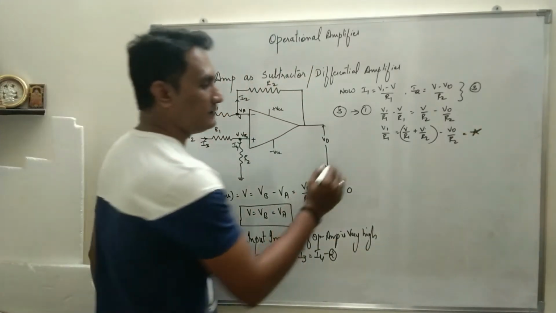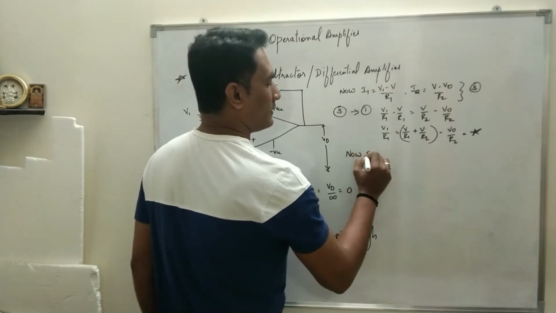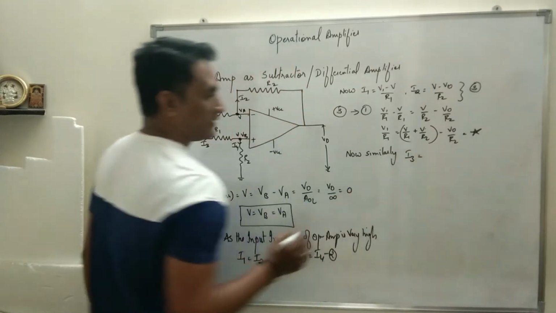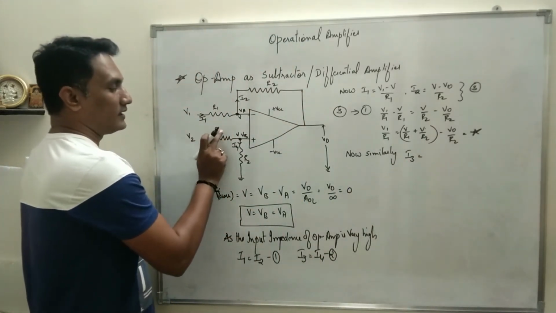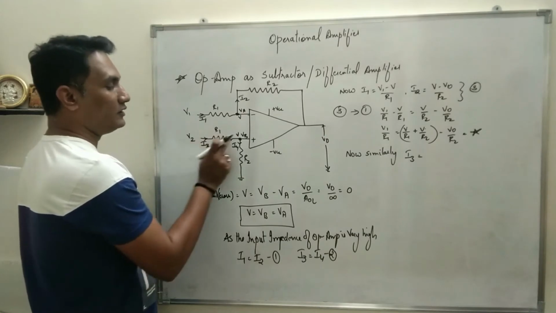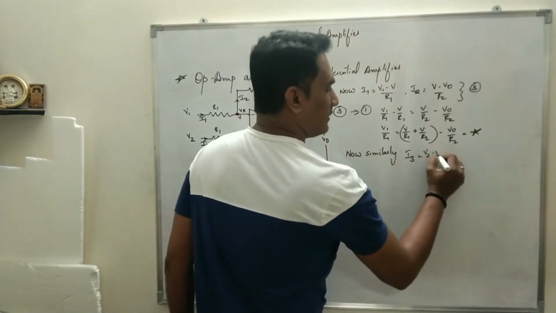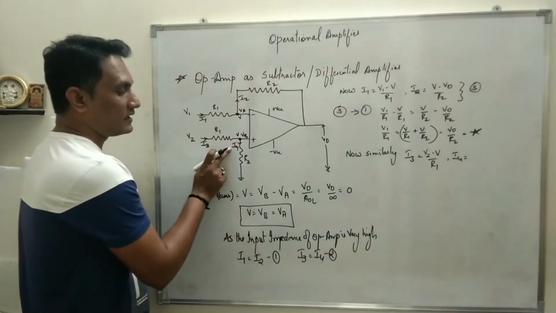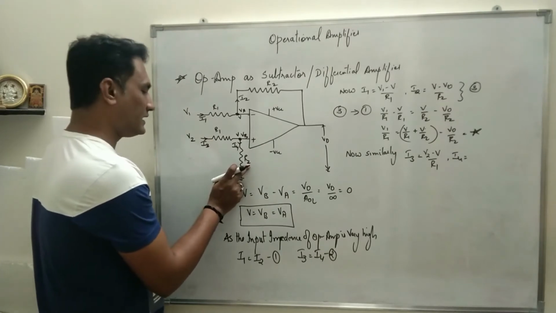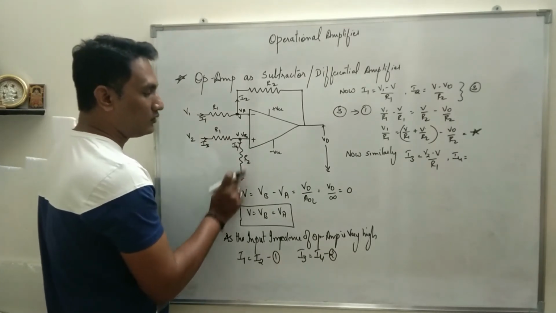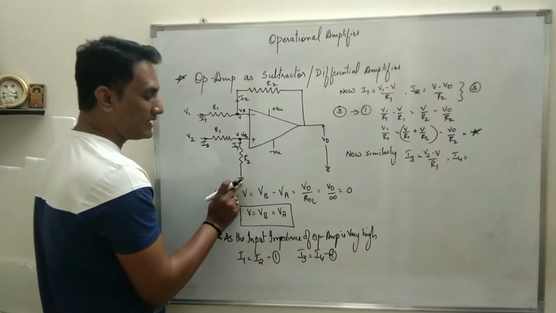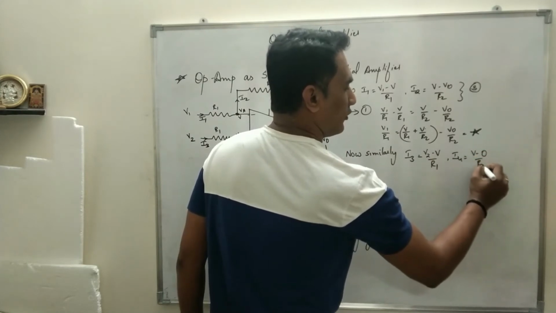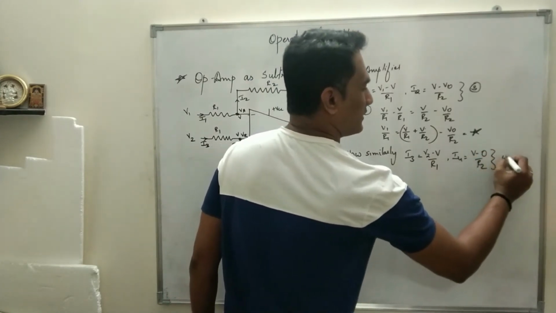Now similarly, what is I3? I3 is the current flowing through R1, and this R1 is connected between which two points? V2 and V. So it will be (V2 minus V) upon R1. And what is I4? I4 is the current flowing through this R2, and this R2 is connected between which two points? VB and ground. So the potential at VB is V. So V minus ground potential, which is 0, so (V minus 0) upon R2. Let this be equation number 4.